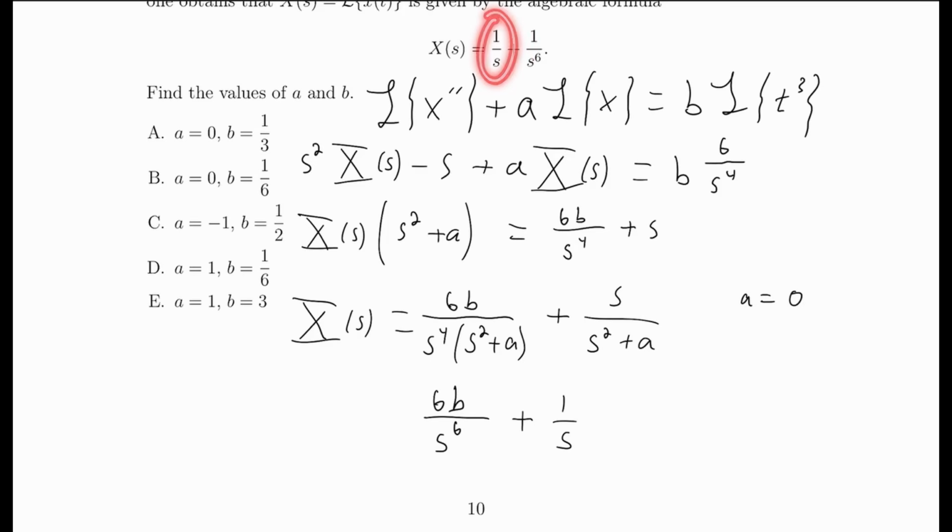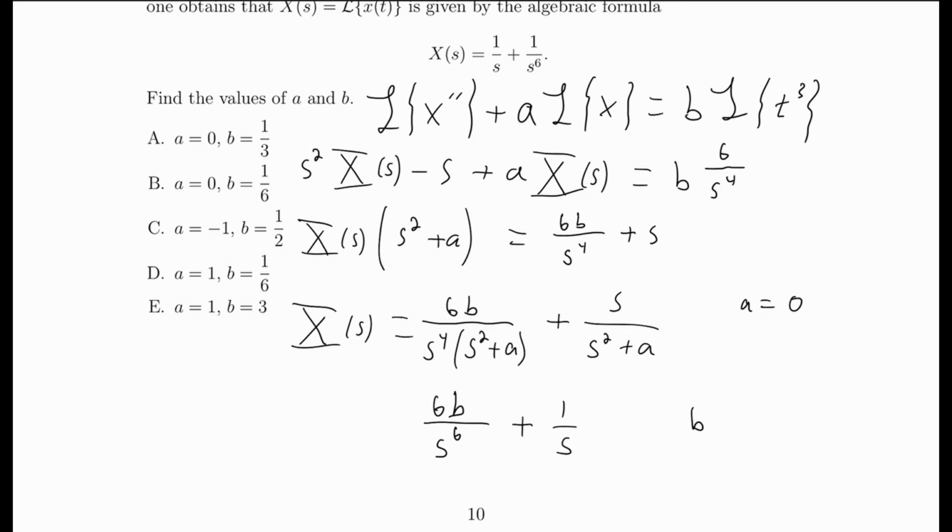So now we're good with this term. That matches that. This term needs to look like this. So we just need to cancel out that 6 with the b. So b is going to have to be equal to 1/6, because that'll get us the 1 on top. So a is equal to 0, b is equal to 1/6. That is answer choice B.